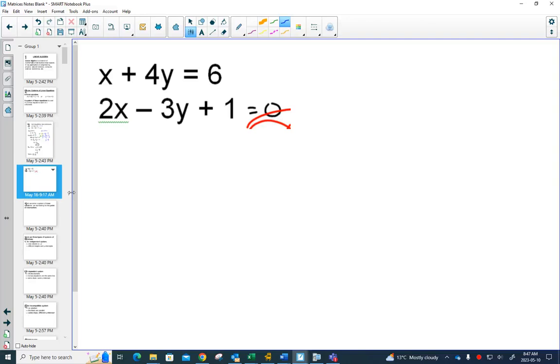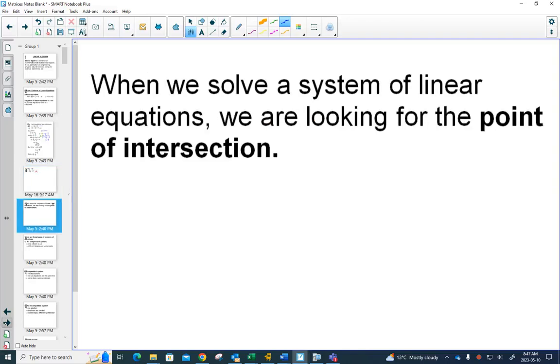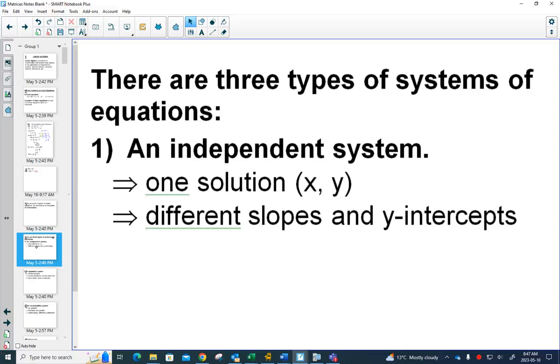All right, this is it rewritten with the actual equals here. Okay, so as said before, when we're solving a system of linear equations, we're looking for that point of intersection. And if we categorize them, there are three types. The most common is the independent solution. You have two different lines with two different slopes. Those lines have to intersect at one and only one point.